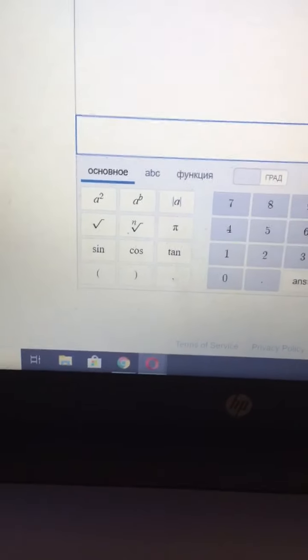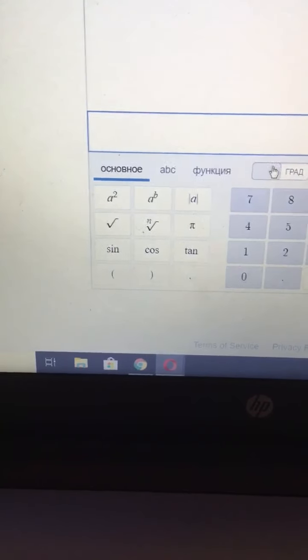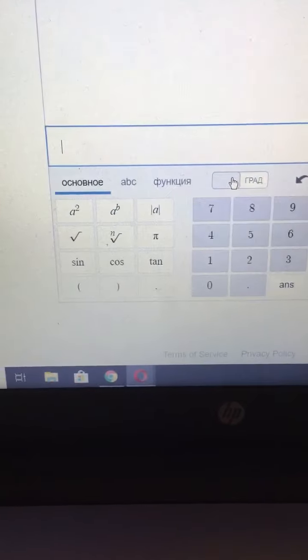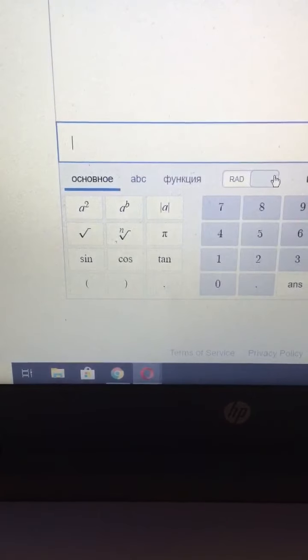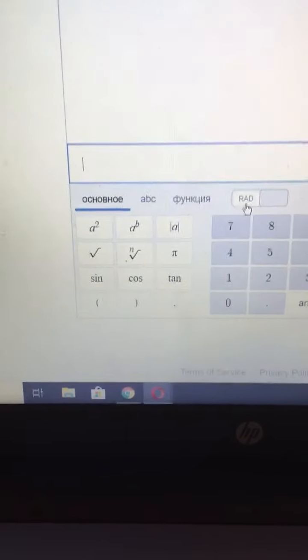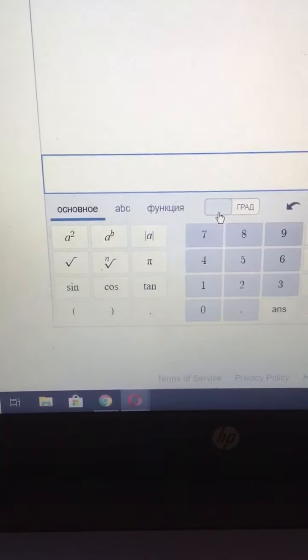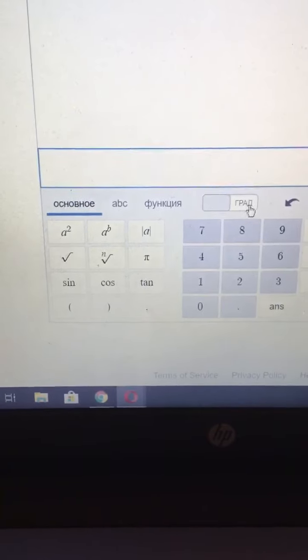Everything is Russian on a computer that I have access to, but I will show you where it is. It will still be in the same place. So see over here, there's a little box you can click on. If it's like this, that's telling you it's in radians, and you're going to get really weird answers. So make sure that you click over here to move that little slider. And this tells you that it's in degrees.